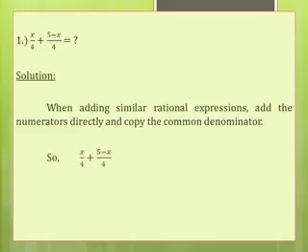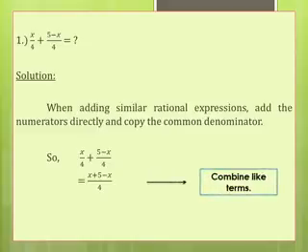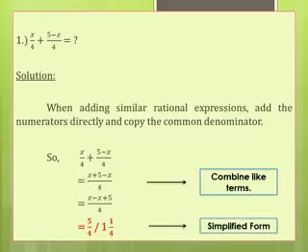Hence, x over 4 plus 5 minus x over 4 will become x plus 5 minus x all over 4. And since we can combine like terms, it will become x minus x plus 5 over 4. And x minus x is 0, so the remaining is 5/4 or 1 and 1/4. Since the answer is in its lowest terms, it is our final answer. Therefore, x over 4 plus 5 minus x over 4 is equal to 5/4 or 1 and 1/4.